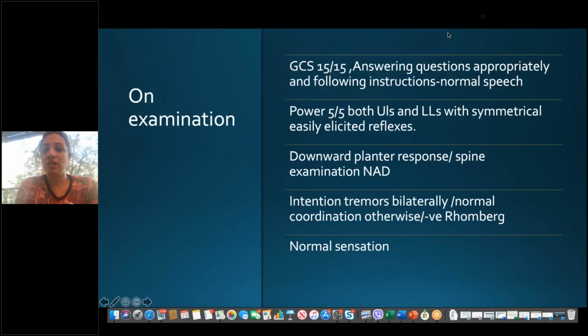On examination, she essentially had a normal neurological examination. So her Glasgow Coma Scale was 15 out of 15. She was answering questions appropriately. She had normal power in her upper limbs and lower limbs with easily elicited and symmetrical reflexes. She had a downward plantar response and her spinal examination was normal.